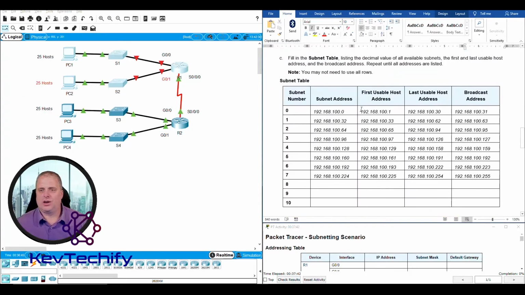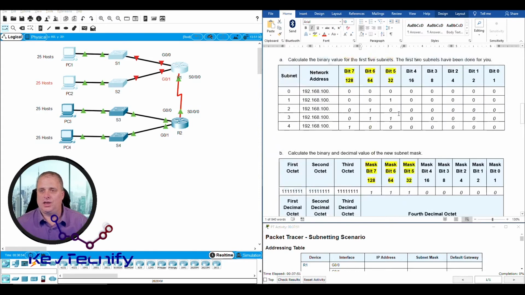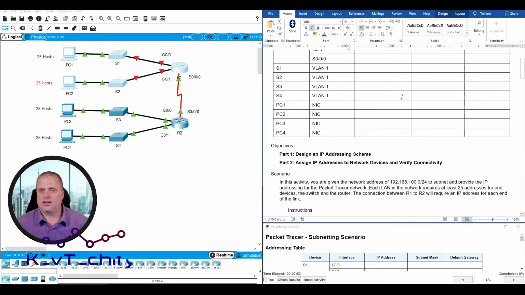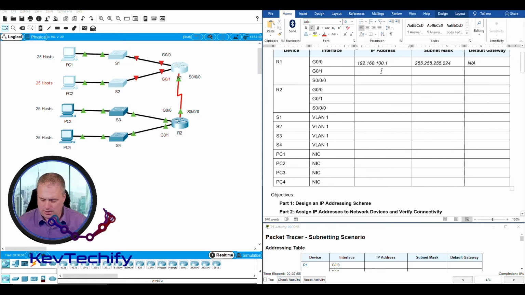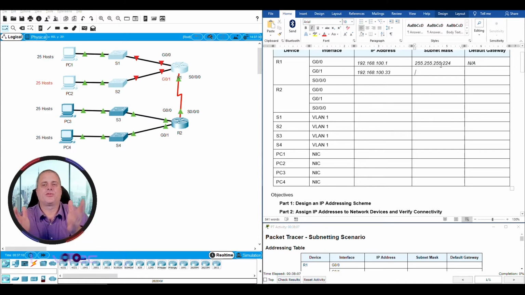So I scrolled down here pretty quick. This is subnet 1, our second network. This was the first usable, 192.168.100.33. We'll assign the first usable address there, 192.168.100.33. The subnet mask, once again, subnet masks are all the same. We're borrowing the same bits for all of these subnets, our smaller networks inside of our one bigger network.